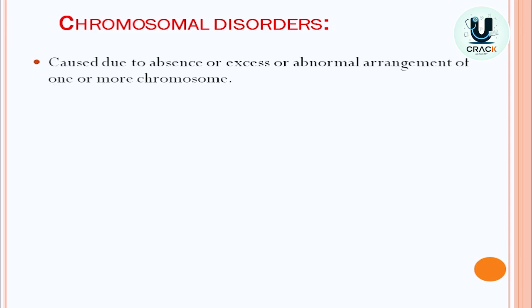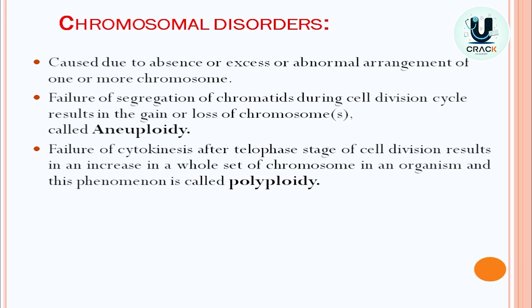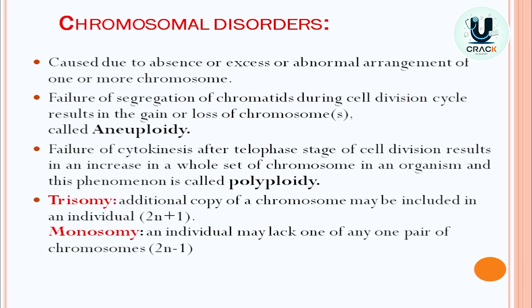Chromosomal disorders, which are very dangerous actually, are due to the absence, excess or abnormal arrangement of one or more chromosomes. Failure of cytokinesis gives autopolyploidy, polyploidy. Trisomy, which is 2n plus 1, is an additional copy of a chromosome included in an individual. Monosomy, where individuals lack one of any pair of chromosomes.